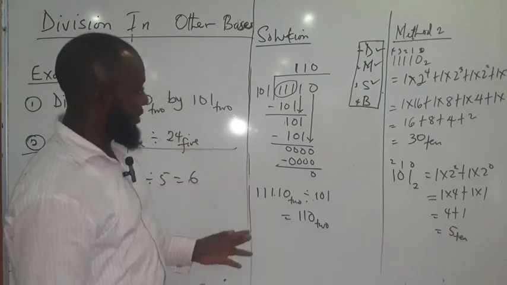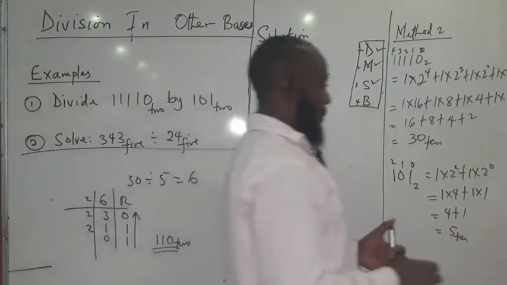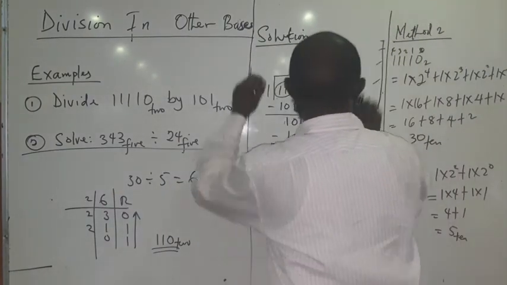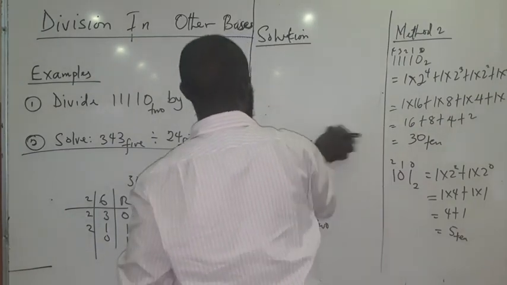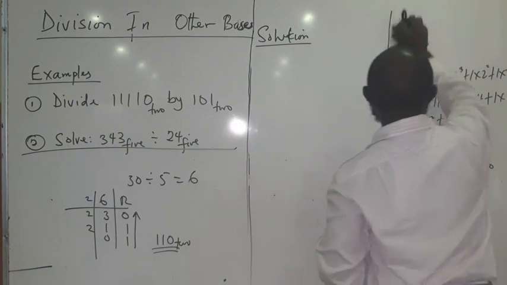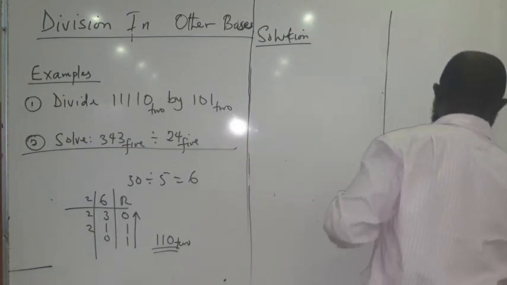I'll explain everything in detail. So let's look at the second example that we have here. I will only use one method to solve this one. I'll use the second method to solve it. So you try the first method on your own and see whether you're going to get the same answer or not. If you have a problem with that, let me know.